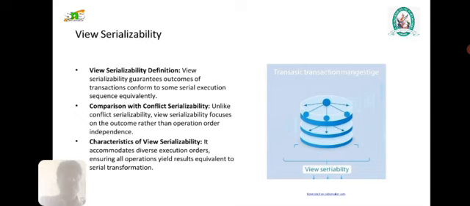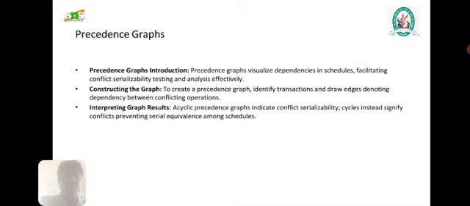The view serializability definition: view serializability guarantees the outcome of transactions conforms to some serial execution sequence, equivalently. In comparison with conflict serializability, unlike conflict serializability, view serializability focuses on the outcome rather than the operation order independence. And what are the characteristics of view serializability? It accommodates diverse execution orders, ensuring all operations yield results equivalent to a serial schedule.